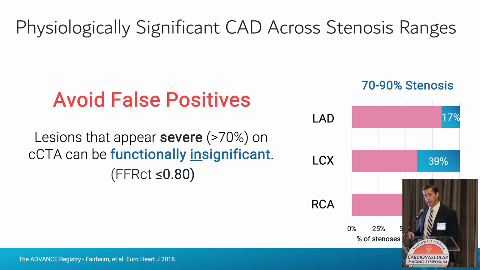On the flip side, a lot of lesions in that severe range, 70 to 90%, can be hemodynamically insignificant and have negative FFRs. And again, if we look at data from ADVANCE, in the circumflex, 39% of these lesions actually were functionally insignificant. So lesions that, even though they're severe by stenosis on the CT angiogram, can still be functionally insignificant.